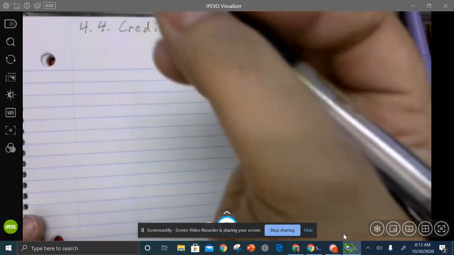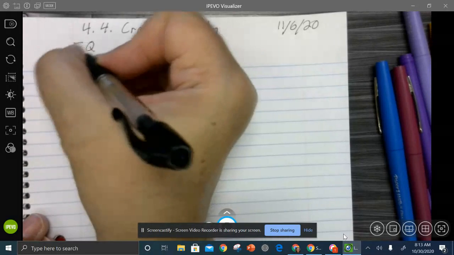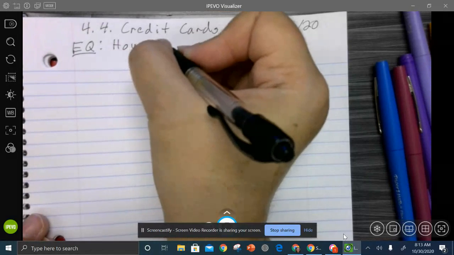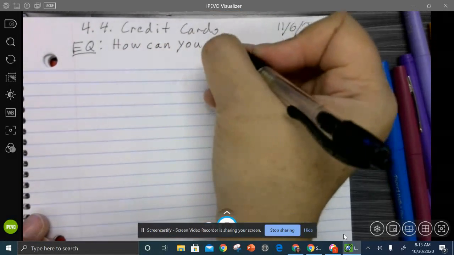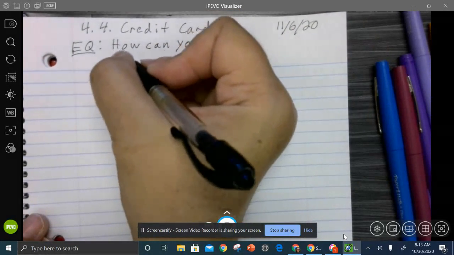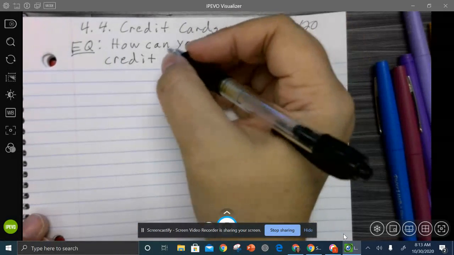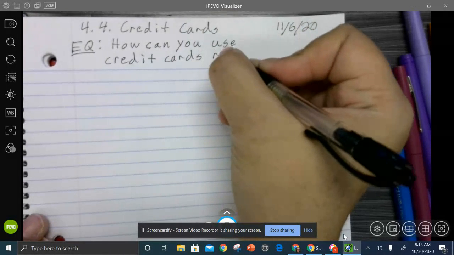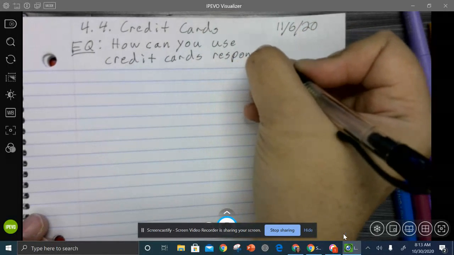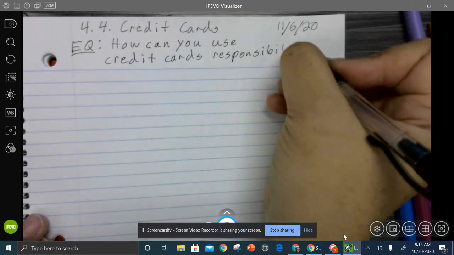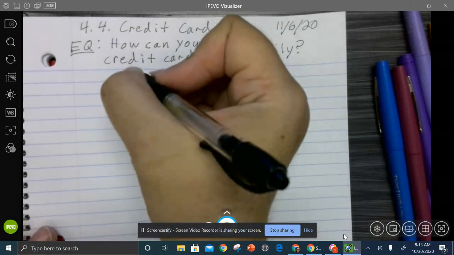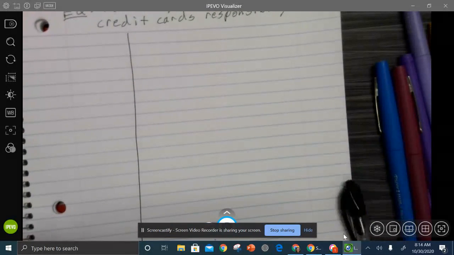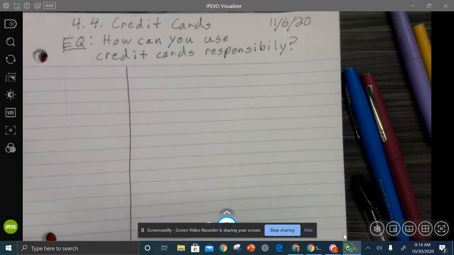Okay, and our essential question for this: how can we use credit cards responsibly? So our last 3 sections for chapter 4 are all about credit cards. Okay, so our first thing, everybody, is called the Truth in Lending Act.